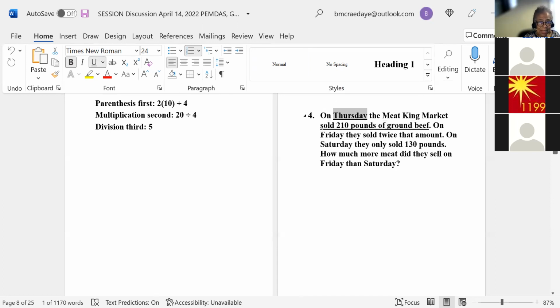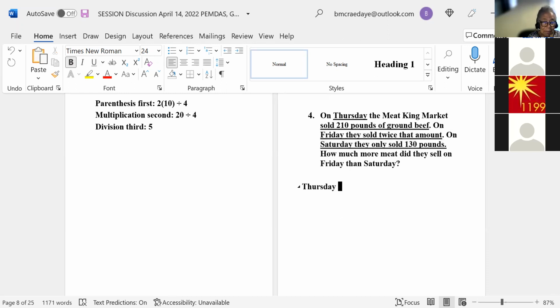So Friday, they sold twice that amount. So twice the 210, right? And on Saturday, they sold 130. You're trying to find how much more meat did they sell on Friday than Saturday. So how much did they sell on Thursday, Vanessa? So you add them together and then what remains, you take it away from Saturday.